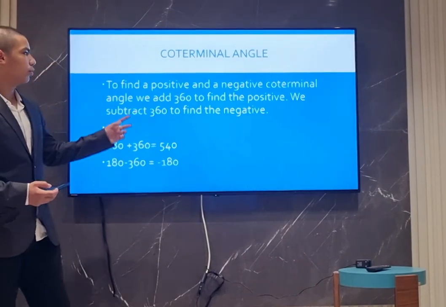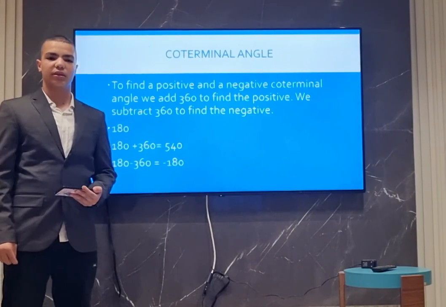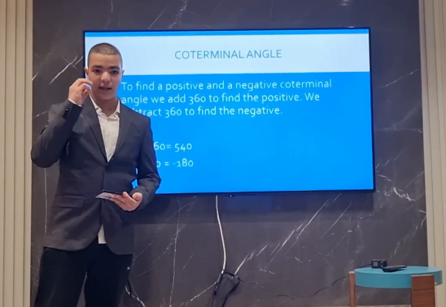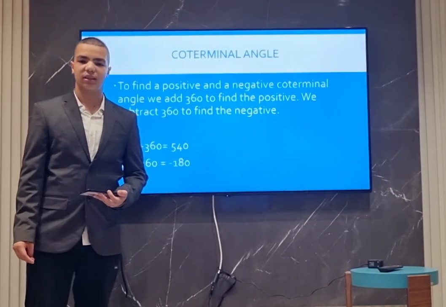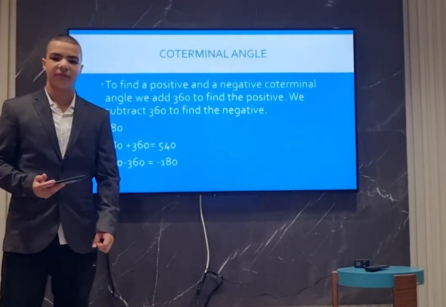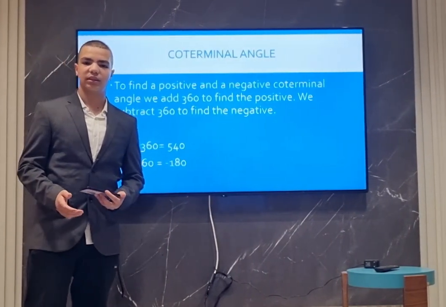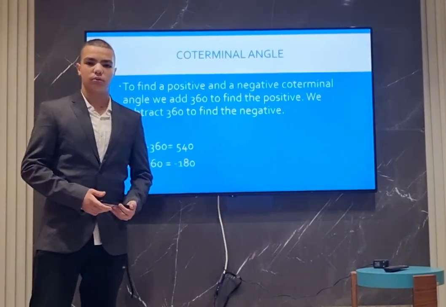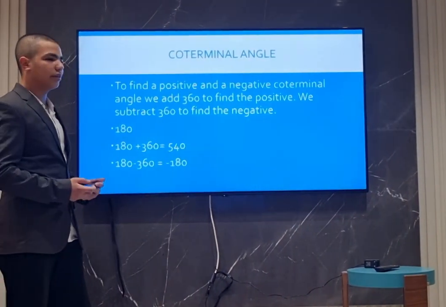Then we have coterminal angles. If you are given an angle and you should find one positive and one negative coterminal angle, you take this angle and add 360 once, and another time subtract 360 until you reach a positive and a negative number. So if you are given angle 180, to find a positive coterminal angle, we add 360 and the answer will be 540. And to find the negative coterminal angle, we subtract 360 and the answer will be negative 180.